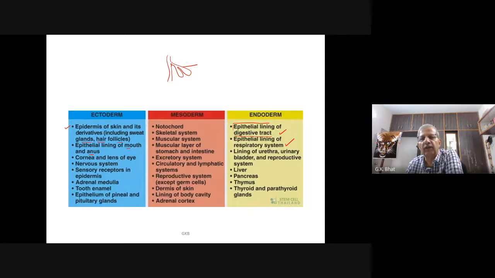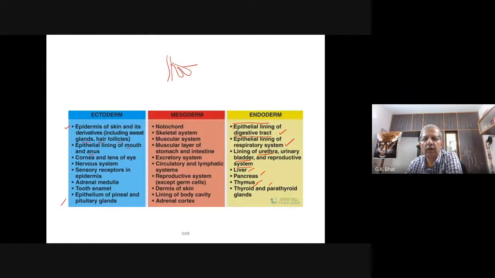So, the entire respiratory system is endodermal derivative. It is derived from the endoderm, the epithelial lining of the respiratory system. Lining of urethra, duct, urinary bladder, and respiratory system, all these are endodermal derivative. Glands associated with the alimentary canal, liver, pancreas, endodermal derivative. And we have already seen the pineal gland and pituitary gland are ectodermal derivative. Now let us come to the remaining endocrine glands, thymus, thyroid, parathyroid. All these are endodermal derivative.